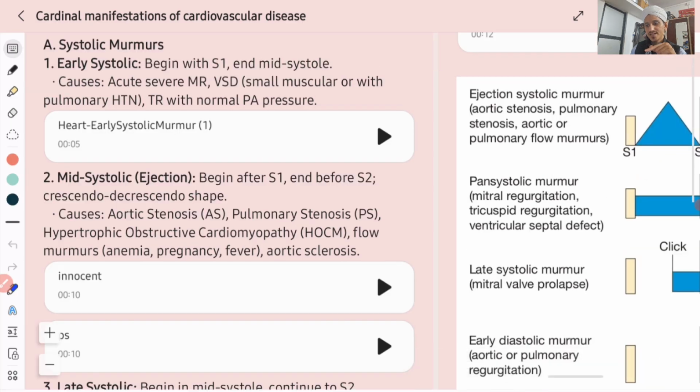Are you able to appreciate that? One more time. Triple heart sound with murmur.